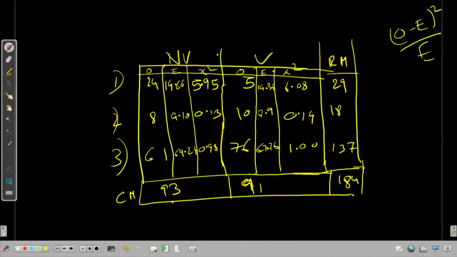Now if we go back to our table, see, the cells where we got a chi-square value greater than 1 are this and this. The rest are very much less than 1, this is less than 1, and this is just 1. For these two cells, we got a chi-square value which is very much bigger than 1. The highest chi-square value is 6.08. Why did I get such a high value?